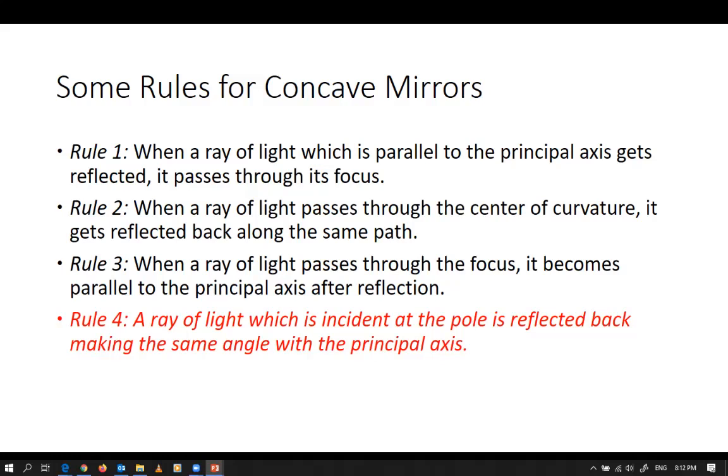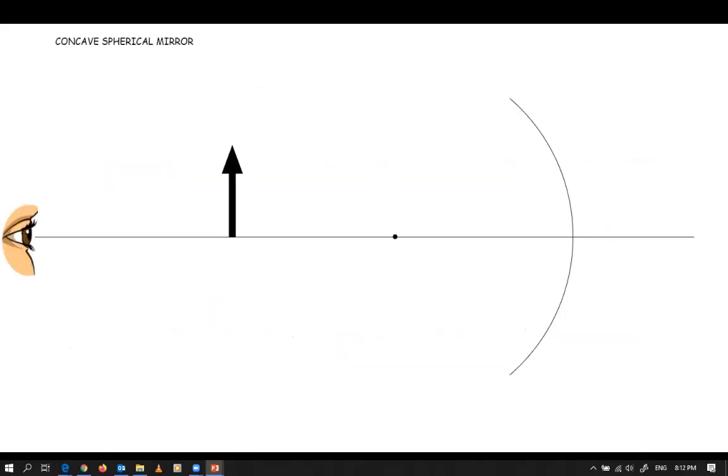Okay, so let's jump right in. Pull out your diagram. You want to start with your concave spherical mirror, and we'll take a look at this. Now, the arrow that you see here is going to represent your object. You could really use any object. This just makes it easier to give us a starting point from which to put our light rays.